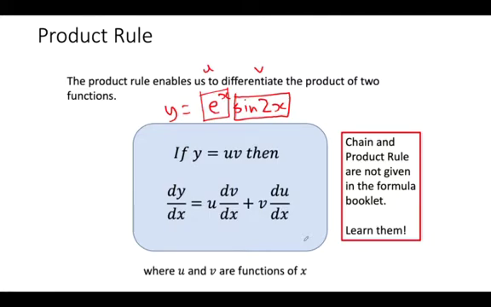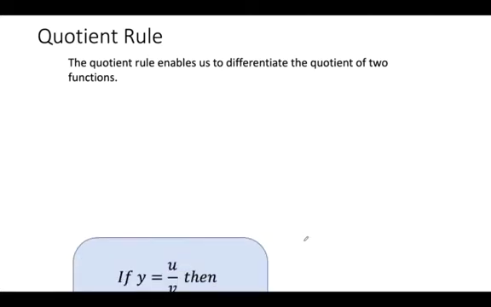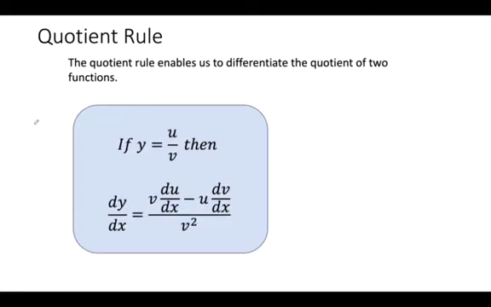The final one though, the quotient rule, is in the formula book. And this enables us to differentiate the quotient of two functions, so when one function is being divided by the other. So if y is u over v, going back to my last one, I could say y equals e to the x over sine 2x. I can now use the quotient rule, and that is dy dx equals v du dx minus u dv dx, over v squared.